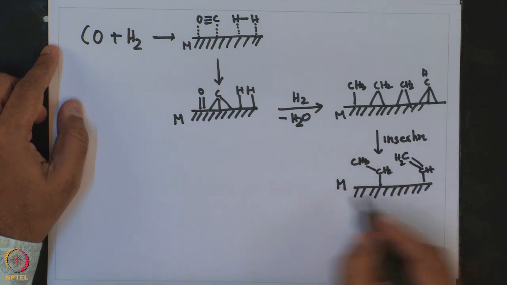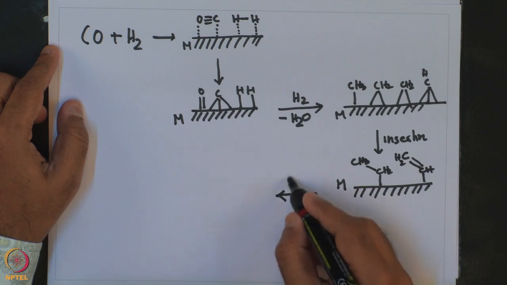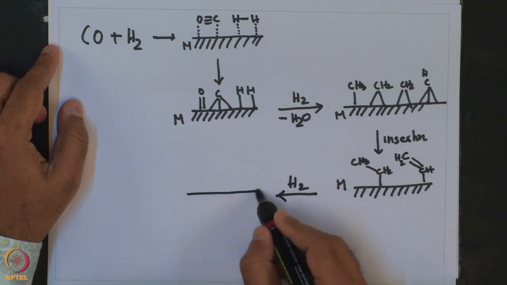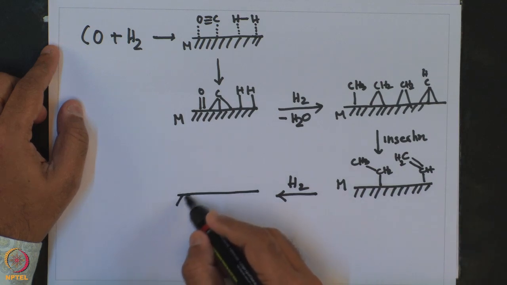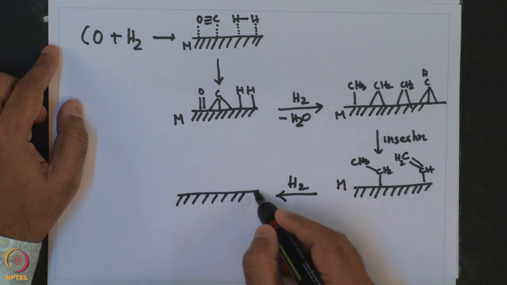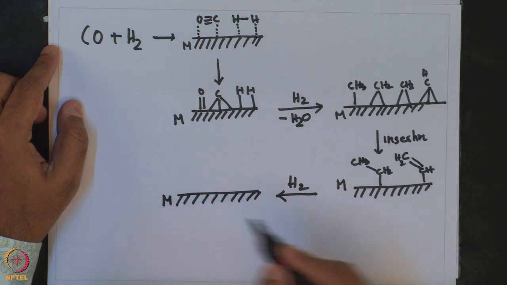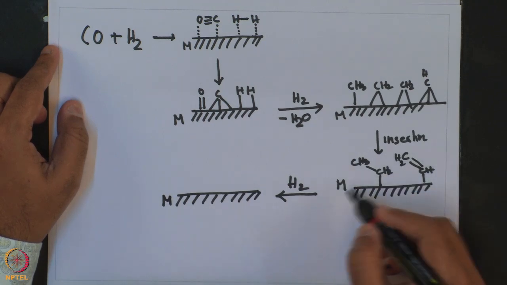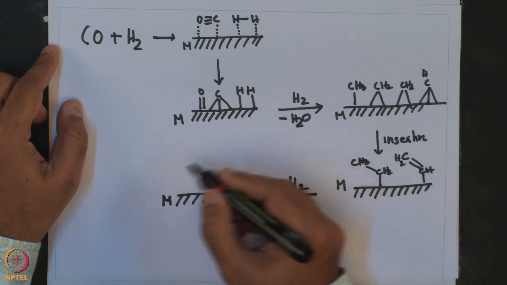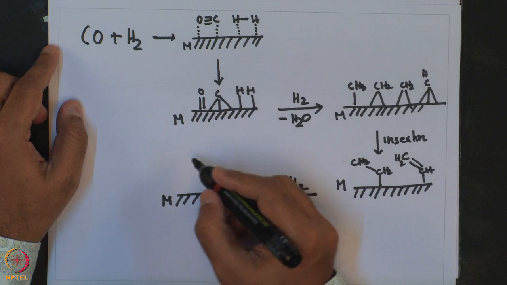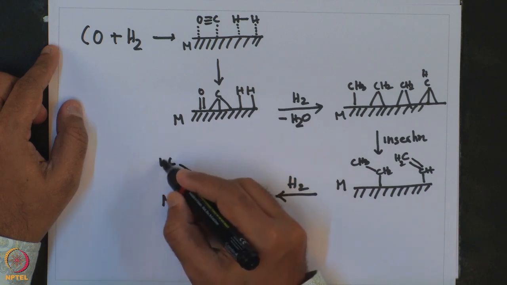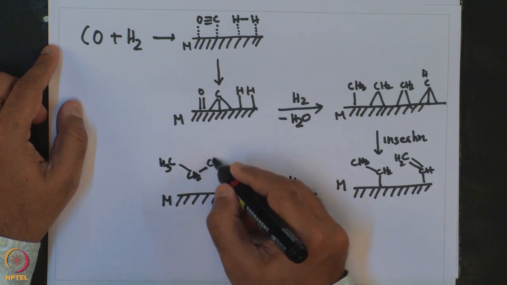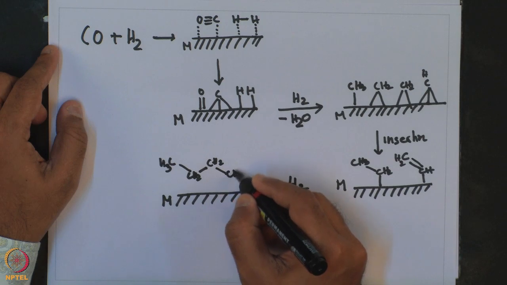CH2 that with hydrogen results with metal. Now, this in presence of hydrogen further inserts into this, and this polymerization of methylene occurs: CH3 CH2 CH2 CH2.